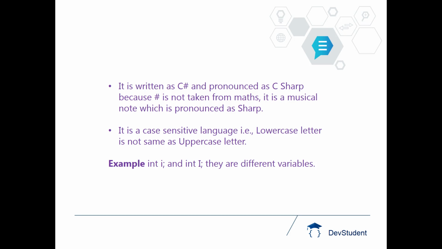C Sharp is pronounced as C Sharp .NET and it is written like C# beside it. This symbol is taken from musical note, so it is pronounced as sharp, so we call C Sharp .NET.